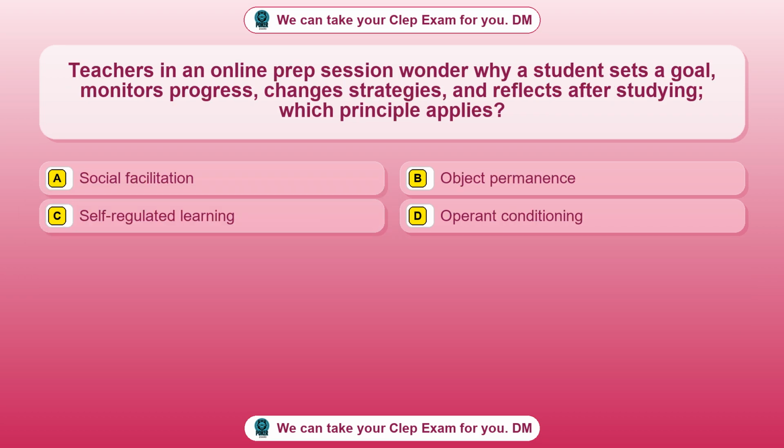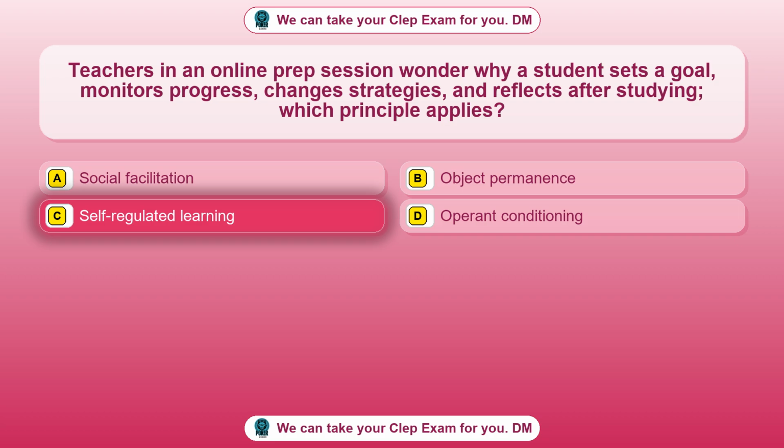Question 78. Teachers in an online prep session wonder why a student sets a goal, monitors progress, changes strategies, and reflects after studying. Which principle applies? Option A, social facilitation. Option B, object permanence. Option C, self-regulated learning. Option D, operant conditioning. The correct answer is option C, self-regulated learning.